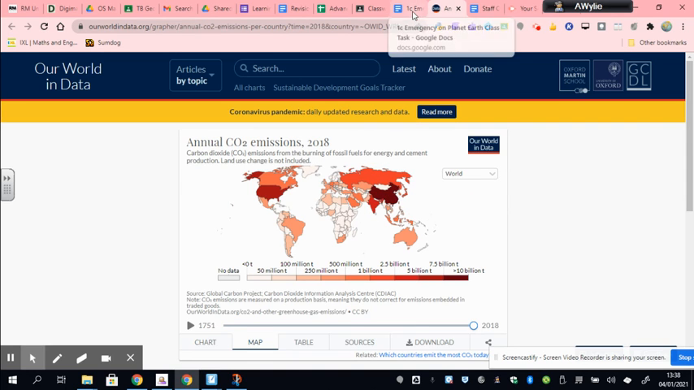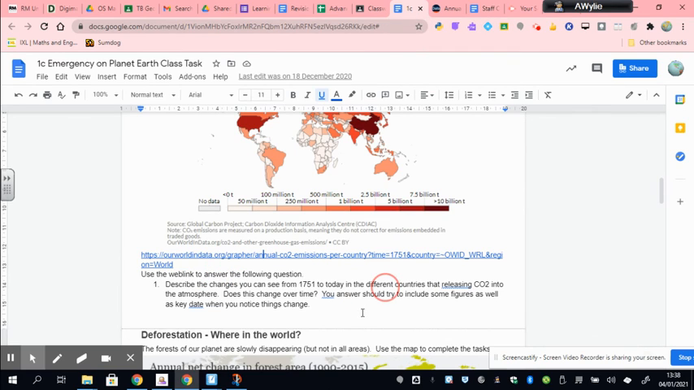So what are you going to be doing in this task? You should talk about some key dates. Start with 1751. Pick out Britain at the beginning and how much we emitted. Then pick out another few dates. Maybe go for 1851. Maybe go for 1950. And then maybe go for 2018.